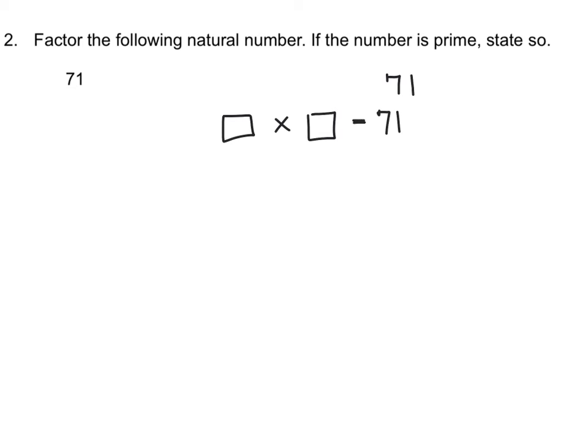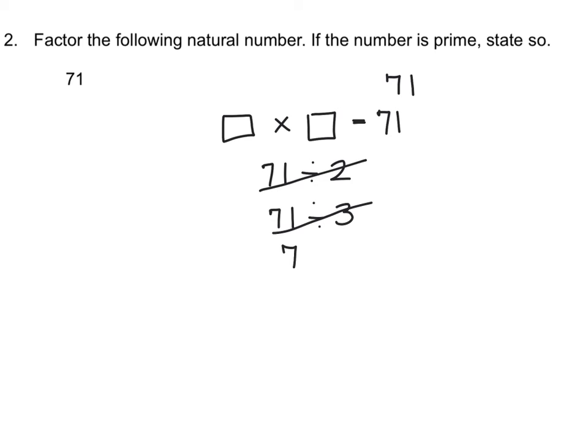If we use our calculator, we can try to divide 71 by several numbers. So we can do 71 divided by 2. And when we do that, we get a decimal. It's not a whole number, so I know that 71 is not divisible by 2. If I try 71 divided by 3, I also get a decimal number, so I know that 71 is not divisible by 3.